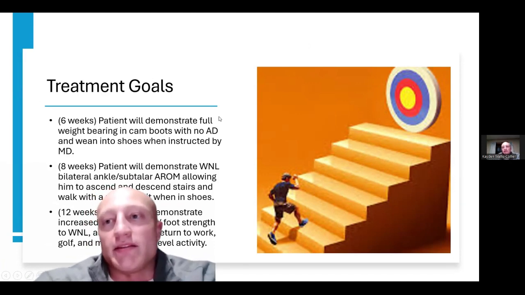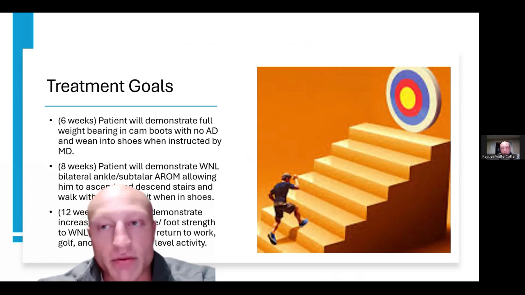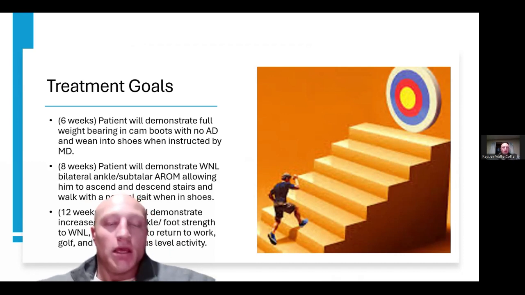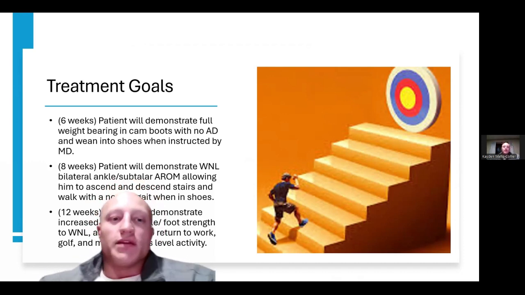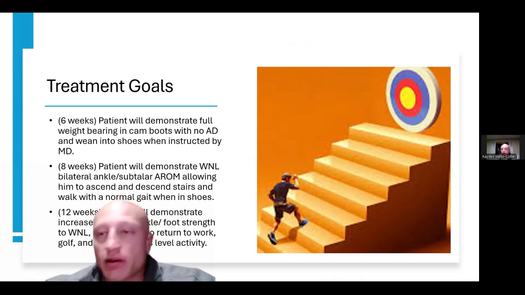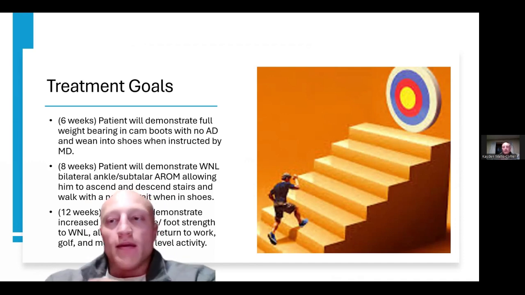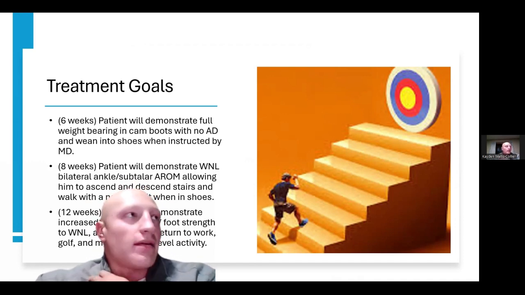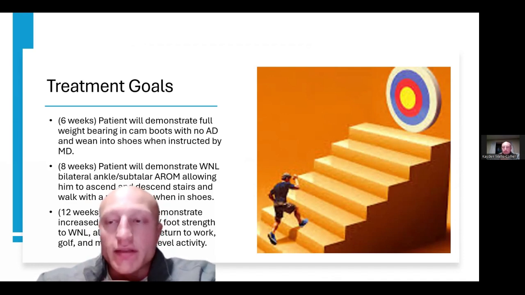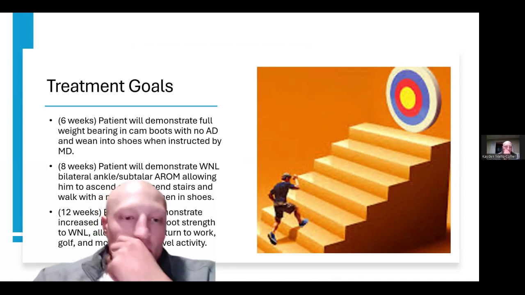Perfect. So let's talk about the patient's treatment goals after discussing with the supervising PT, and this is what they came up with. So for the 6-week goal, patient will demonstrate full weight bearing in cam boots with no assistive device and wean into shoes when instructed by the MD. We were already working on that by the end of their second week. Their right lower extremity was out of the cam boot, and they were actually able to put on shoes. Now they were very tight fits with all the swelling, but it was just getting back to a little bit of normal.